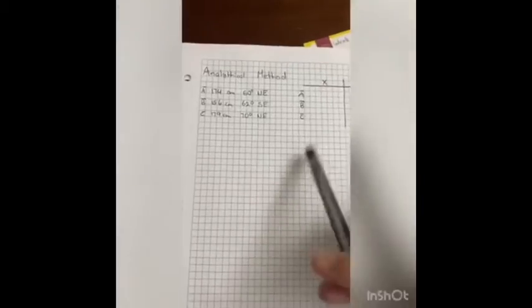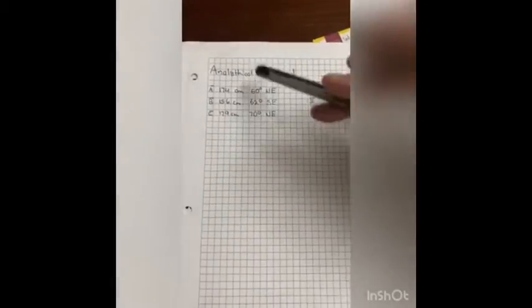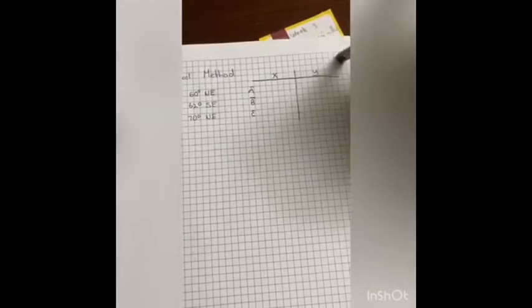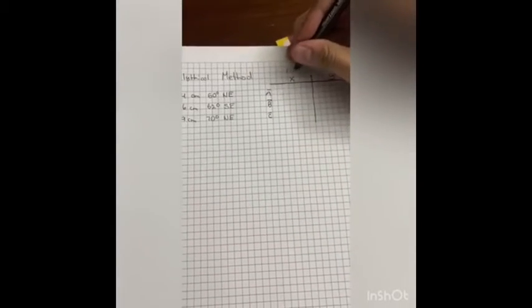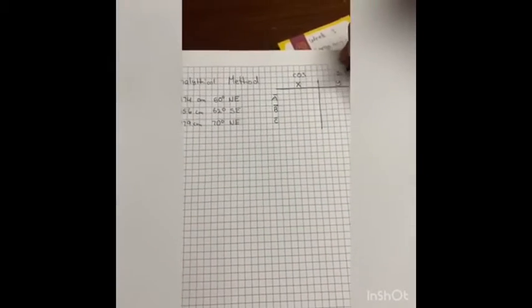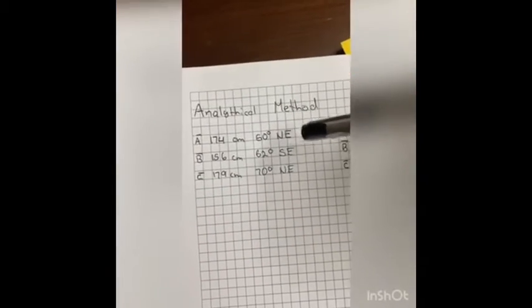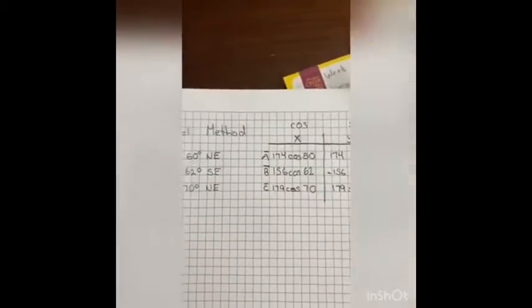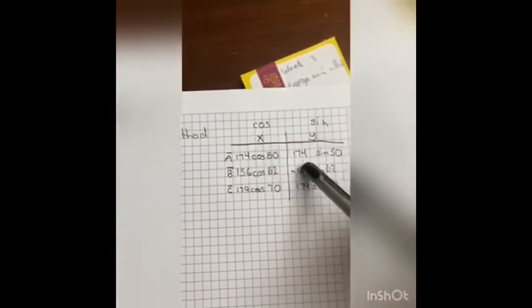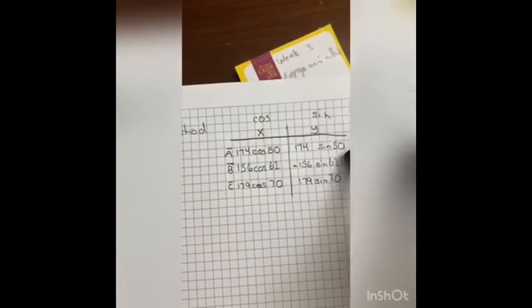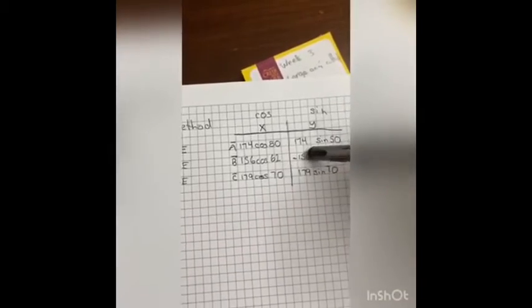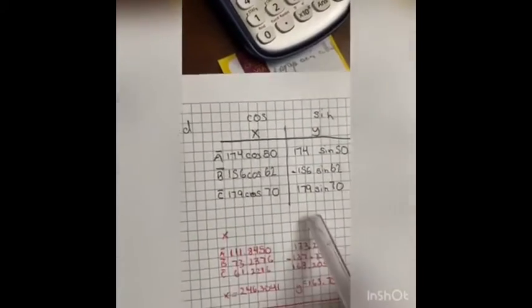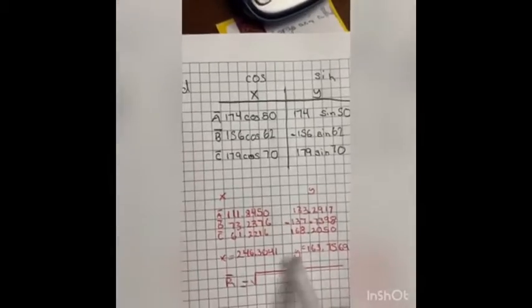Now let's do the analytical method. For the analytical method, we have our vectors and we identify x and y. We know that for x is cosine and for y is sine. So we analyze and we have the directions northeast, southeast, and northeast again. For example, this one that is southeast, we have to do a negative sine of 62 because y is negative. Okay, so we add x and y, we have the results, and these are the answers.